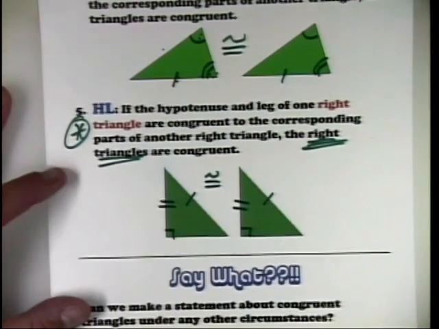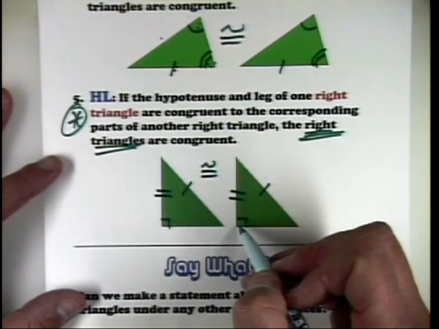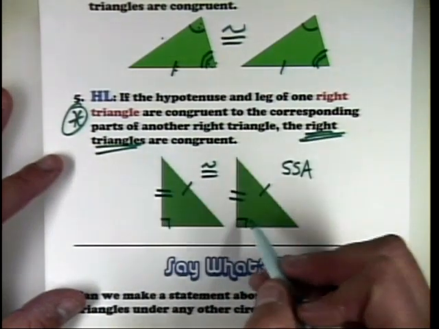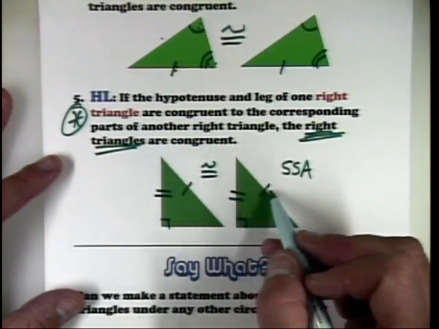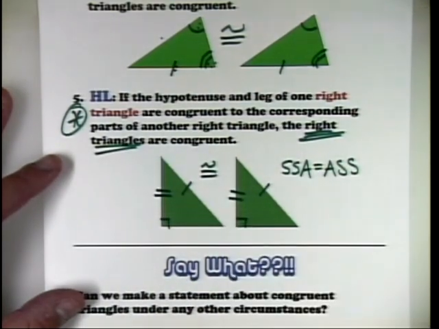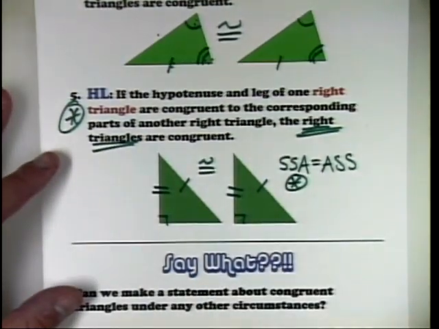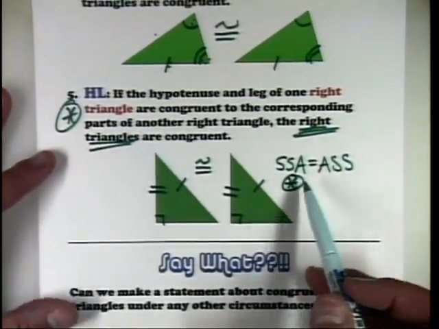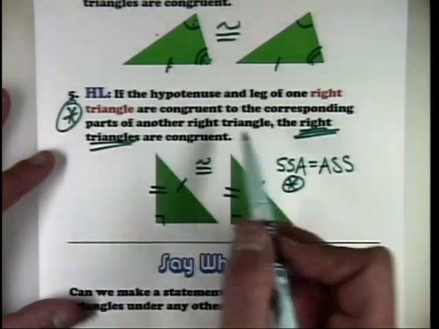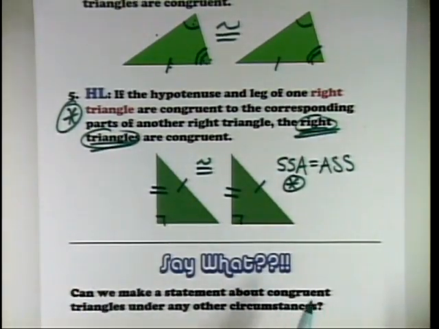Now look to see what we have here. We actually have a side, and the non-included angle. That would be SSA. Or we can read it the other way, the angle side. So that's equivalent to saying the angle side. We haven't looked at that case above. And you're going to see in a second here that this combination, side angle or angle side, is not always going to give you congruence of two triangles. But in the special case of a right triangle, we can say that it will.